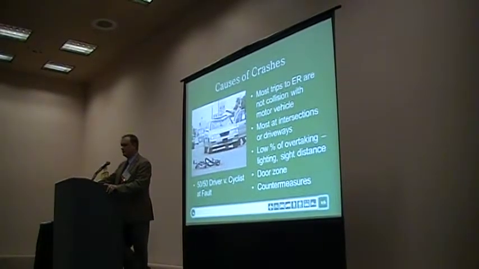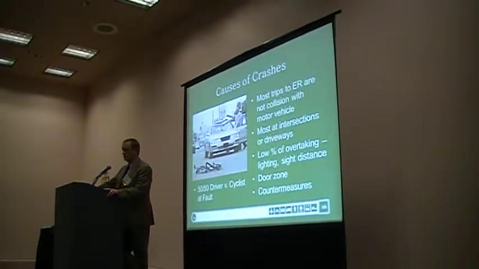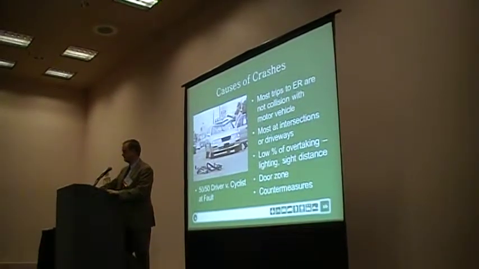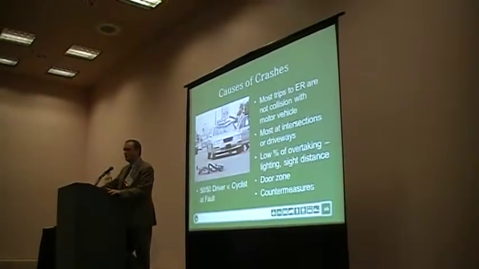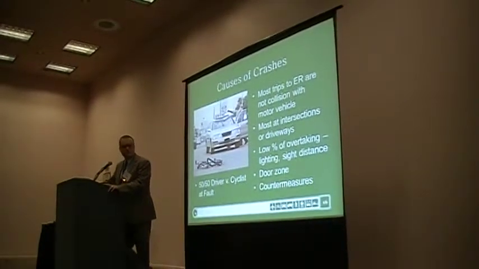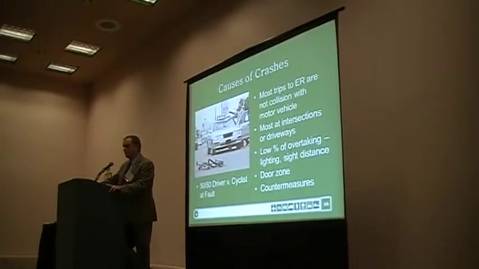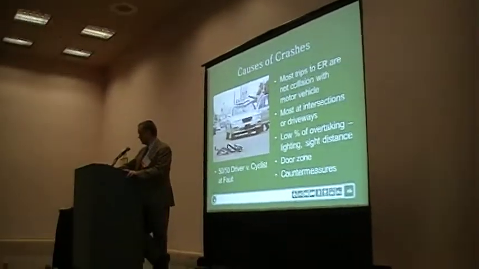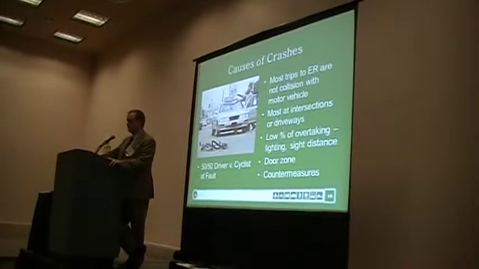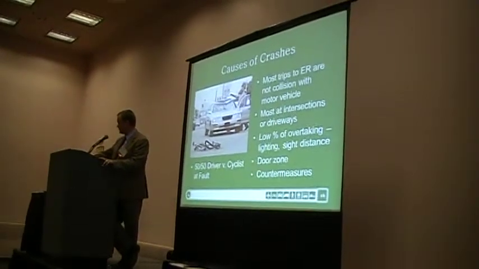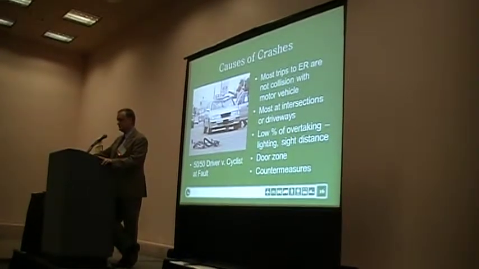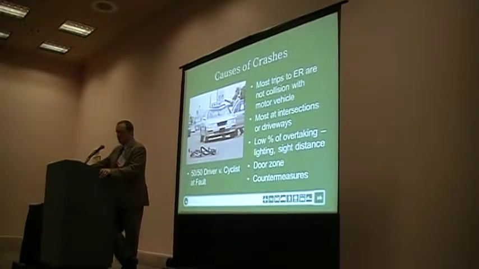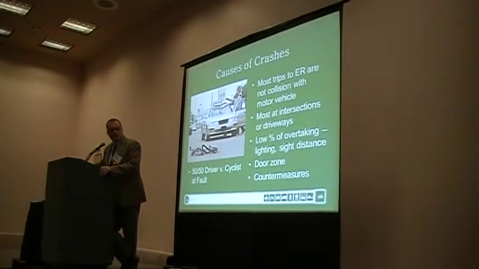Another section that I found very valuable and instructive for engineers was discussion of causes of crashes. I don't believe this was in the original manual, but I think in terms of safety, understanding what are the typical types of crashes, how often do they occur. What we do know is that it's 50-50 fault, driver versus cyclist. Most of the trips to the ER are not with a collision with a vehicle. Most of these are intersection related.